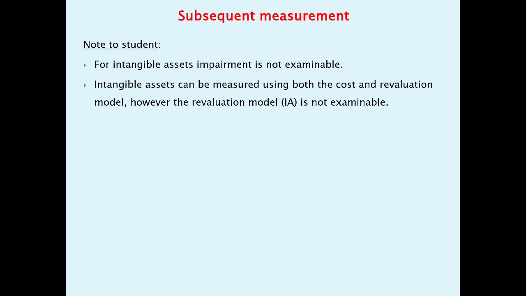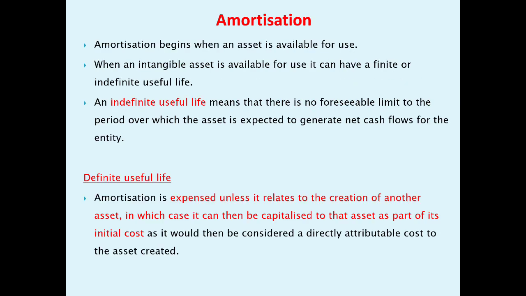Impairment is not examinable, so you don't have to worry about it. Intangible assets are measured at cost or revaluation, but revaluation is not examinable, so the cost model is the only thing. Now, in last year's past papers and probably this paper that's coming up, we have to do an email for IAS 37. Now, is this IAS 38 or 37? Whatever it is, basically you have to write an email on amortization.